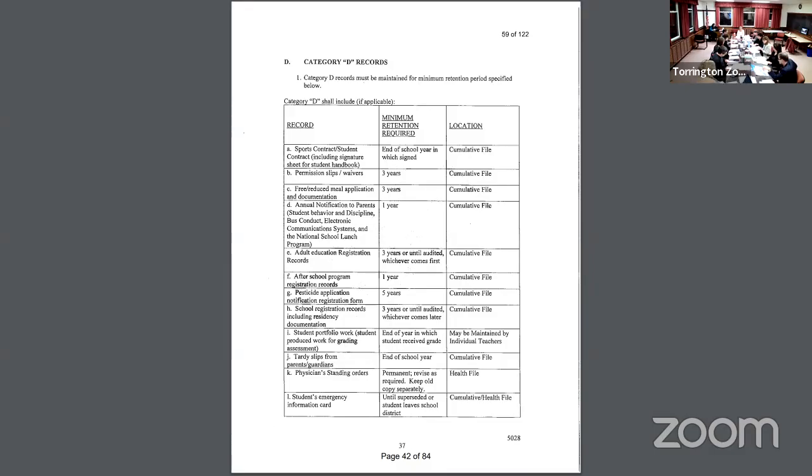Where are the references? Page 34, 31, 35. That's what I'm talking about.